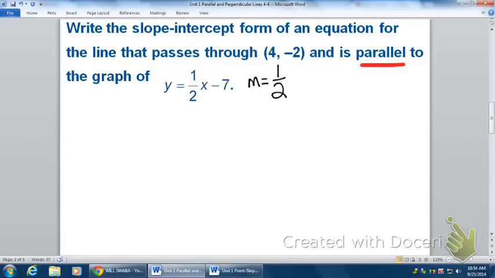all you would have to do is plug in your point (4, -2) into your y equals mx plus b, and we have our slope. So let's do that. Our y is -2. So I'm going to write -2 is equal to our slope, which is 1/2, times our x, which is 4, plus b. We're trying to figure out b. So work that out. 1/2 times 4 gives you what? 2.